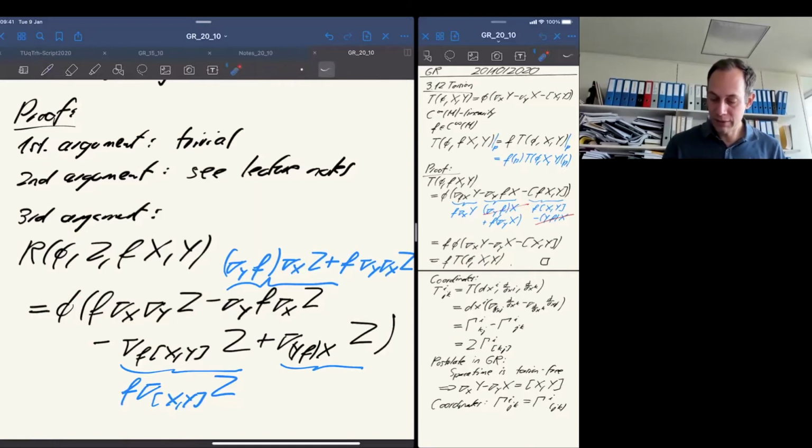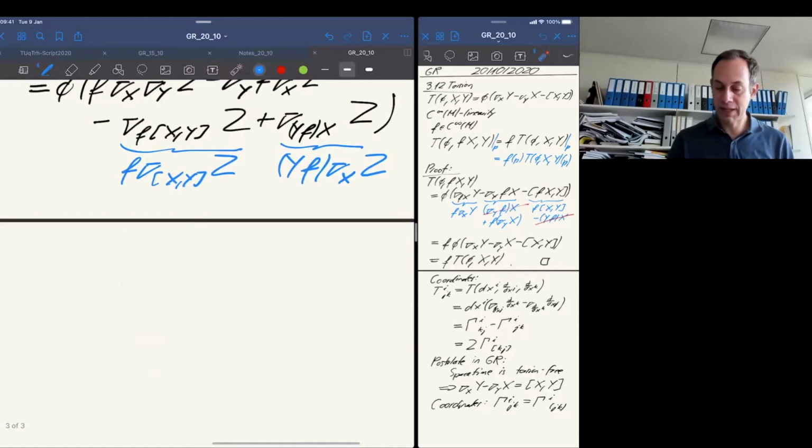Y applied to f is again a function. So remember, a vector applied to a function corresponds to the derivative of the function in the direction of the vector, which is again a function. So that's a function, so we can take it out of the nabla and just write it like this. Then we have nabla x of z. Okay, let's see whether some terms cancel here.